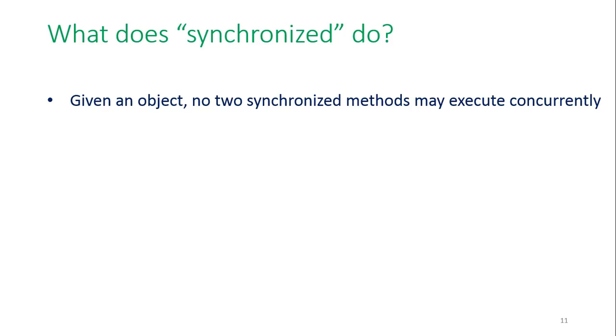But if one of them calls one of our synchronized methods, then suddenly another thread trying to call another of the synchronized methods on the same object will be put in a wait queue. It's going to have to wait for the first thread that called any of the synchronized methods to complete that method, to terminate it, before being allowed to enter another synchronized method. Okay, so that's the main thing.